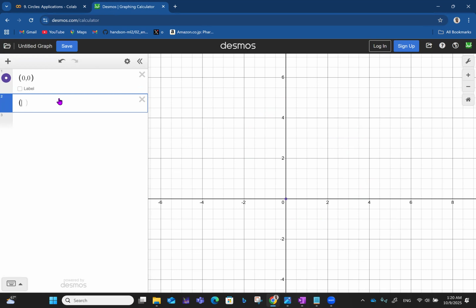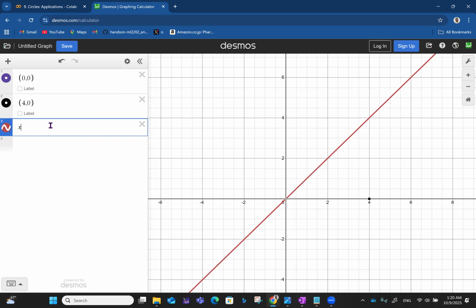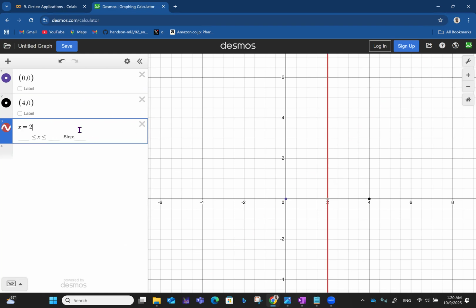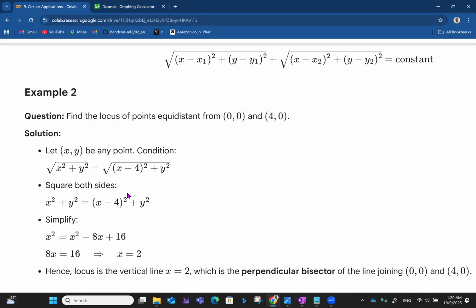That's the origin, and then 4, comma 0. So you can see the point here. Of course, if we have this line joining 0 to 4, the locus of points always equidistant from these 2 points will be the center, which is simply x equals 2, as you can see. So that's what's happening here.